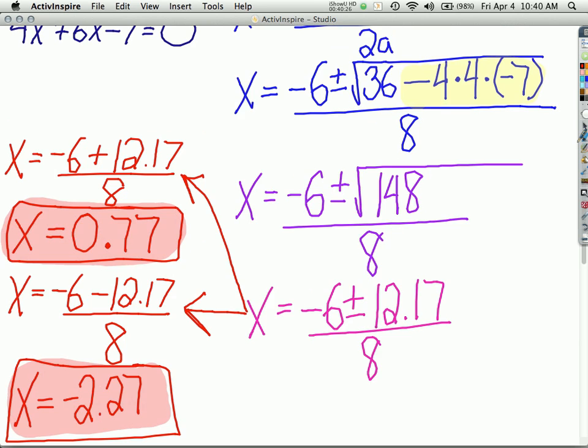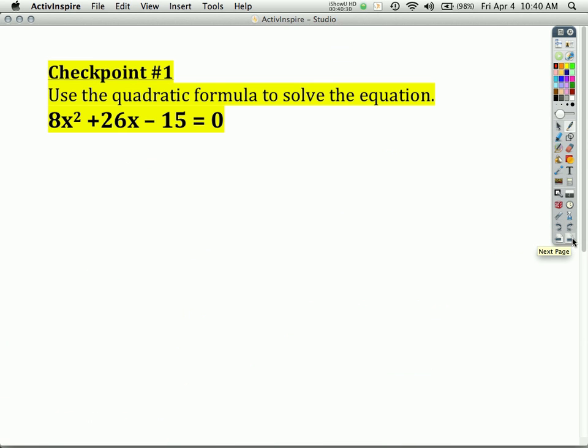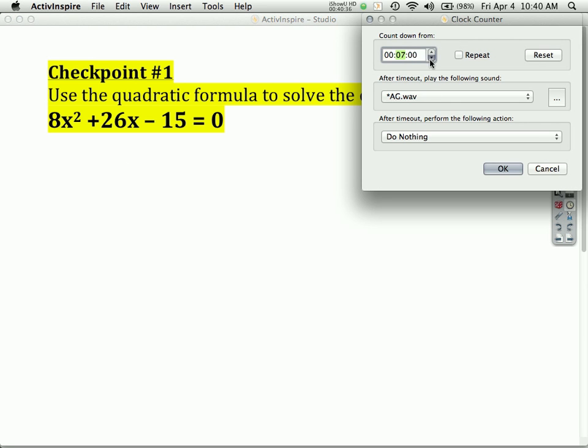All right, well, you've only done it once. Let's see how you do on your own. Checkpoint number 1, solve this one. We got 3 minutes.